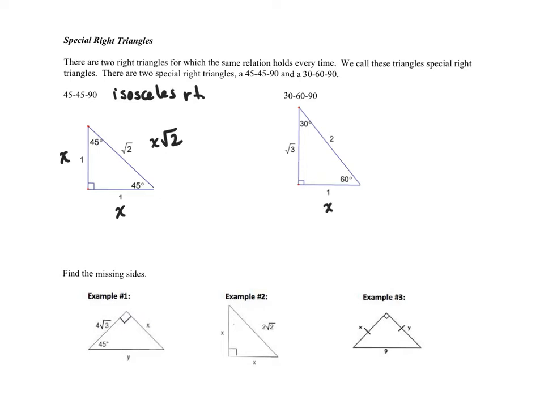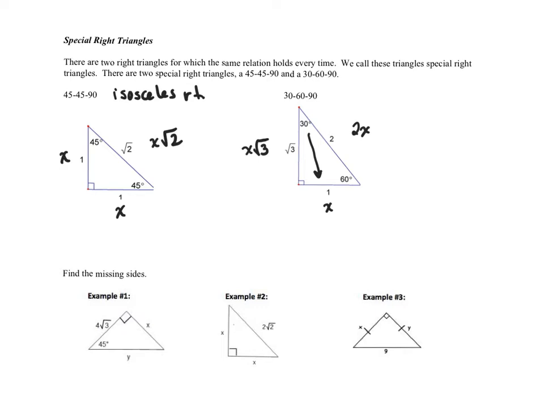So if this is x, the hypotenuse is always double that short side. And again, the short side is always across from the 30. And then the long side is going to be x times the square root of 3. Now, since these ratios are always the same, all we have to do is have one of these sides, and we can pretty much find all the other sides.